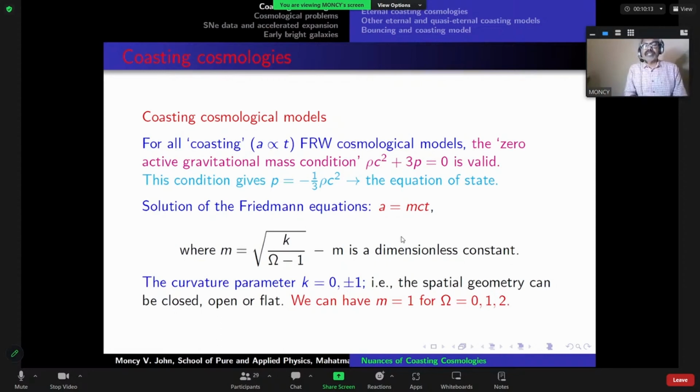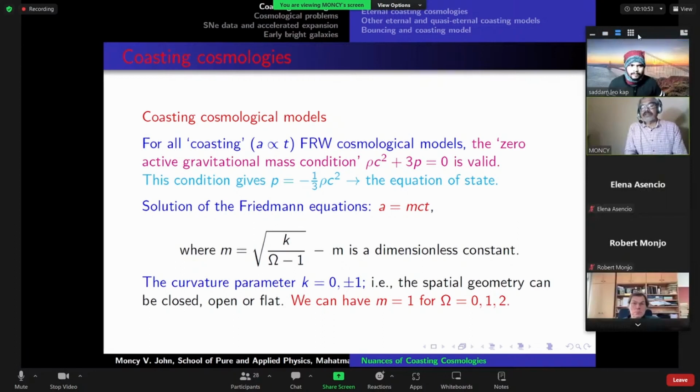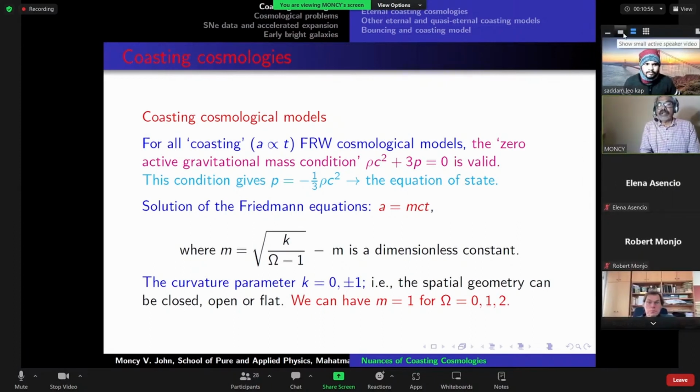So we note that the zero active gravitational mass condition is rho c squared plus 3p equal to 0. This condition is equivalent to the equation of state p equal to -1/3 rho c squared. The solution of the Friedmann equation in this case is a equal to mct. It is varying linearly with time. m is a dimensionless constant, c is the speed of light, and m is the square root of k by omega minus 1, where omega is the total density parameter.